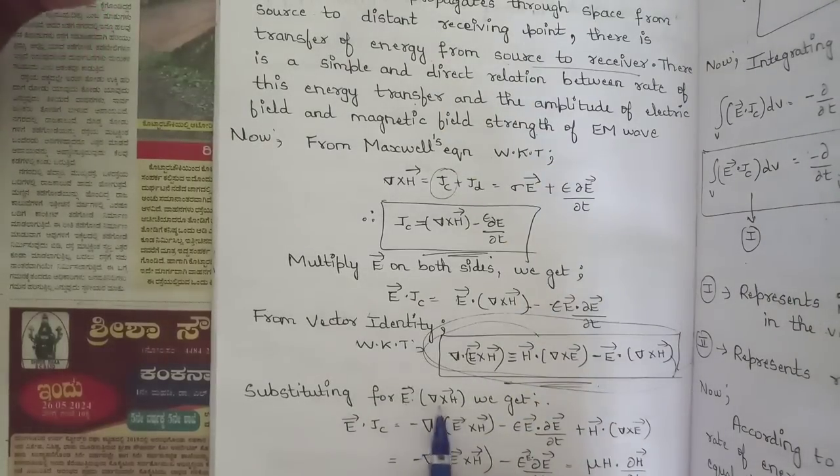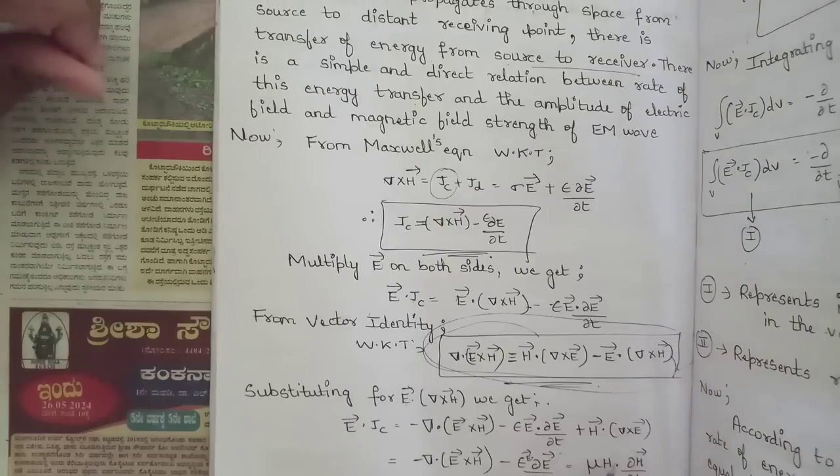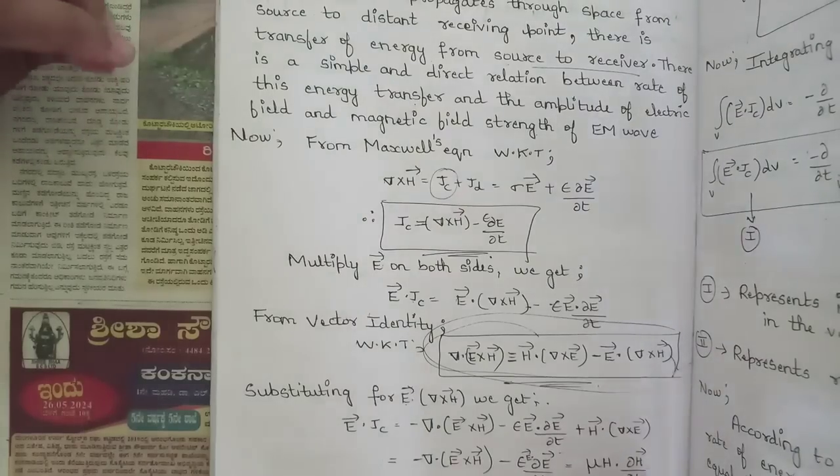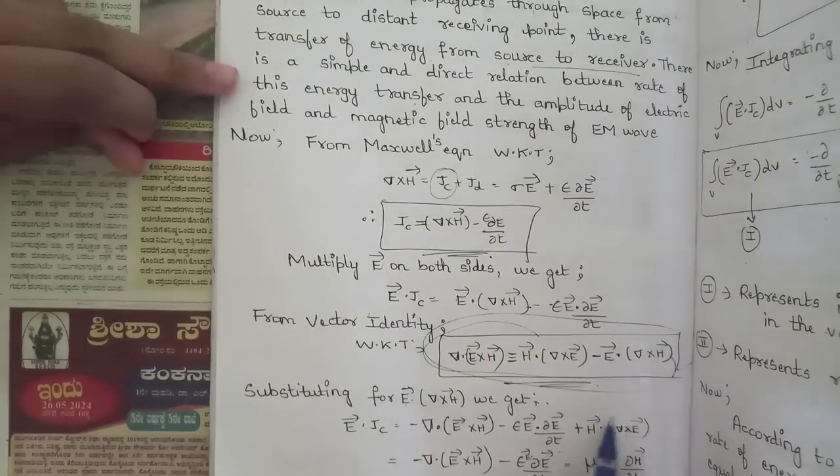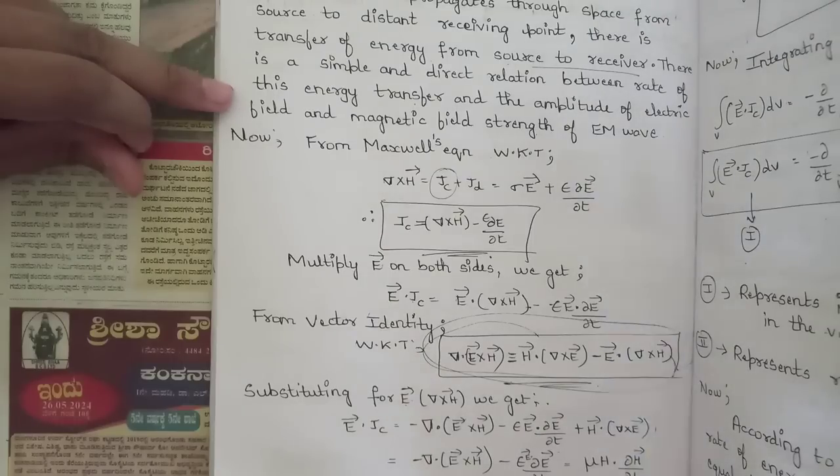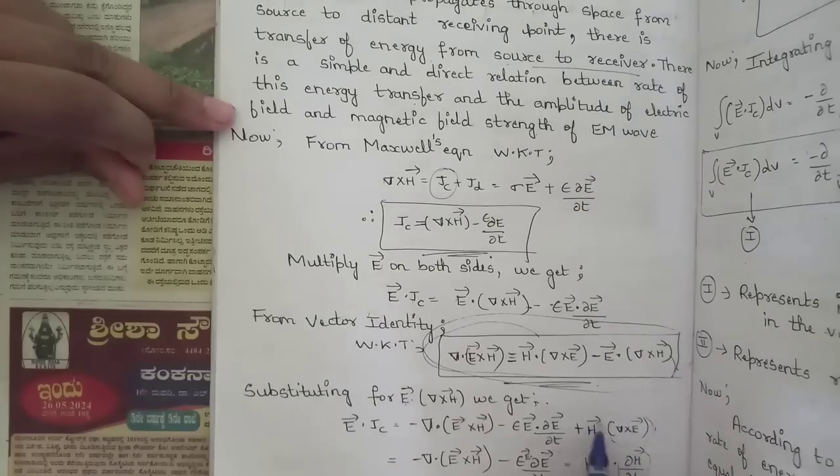So now substituting for E dot del cross H, what we are getting is E dot JC is equal to minus del dot E cross H minus epsilon times E dot dou E by dou T plus H dot del cross E. So now this is equal to minus del dot E cross H minus epsilon E dot dou E by dou T minus mu times H dot dou H by dou T, since del cross E is equal to minus dou B by dou T here, and B is equal to mu times H. That's why in place of del cross E we write mu times dou H by dou T with the H component.